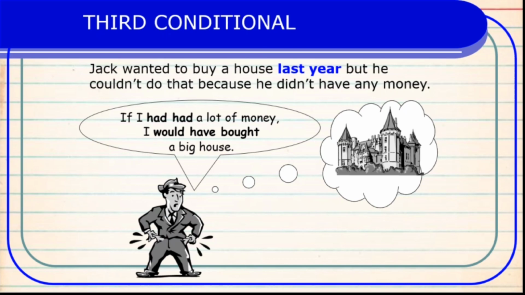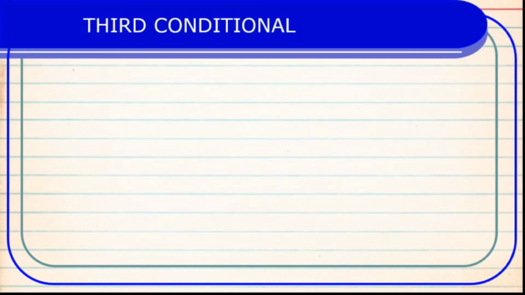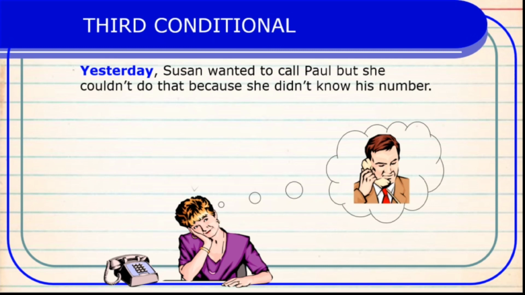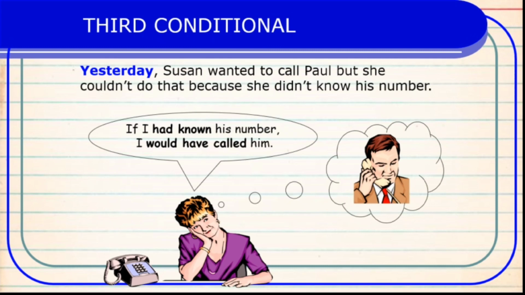We talk about a condition in the past that did not happen. That is why there is no possibility for this condition. The third conditional is also like a dream, but with no possibility of the dream coming true. The same with this situation. Yesterday, Susan wanted to call Paul, but she couldn't do that because she didn't know his number. If I had known his number, I would have called him.